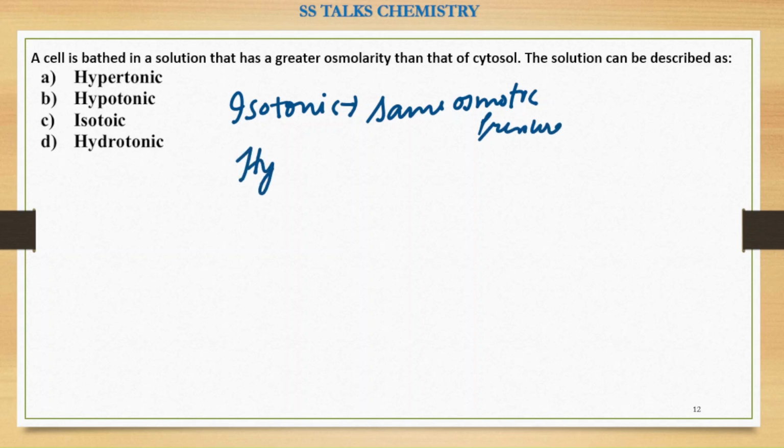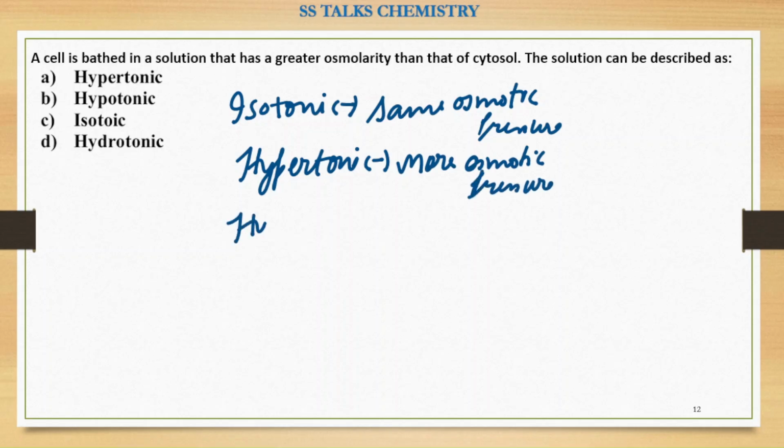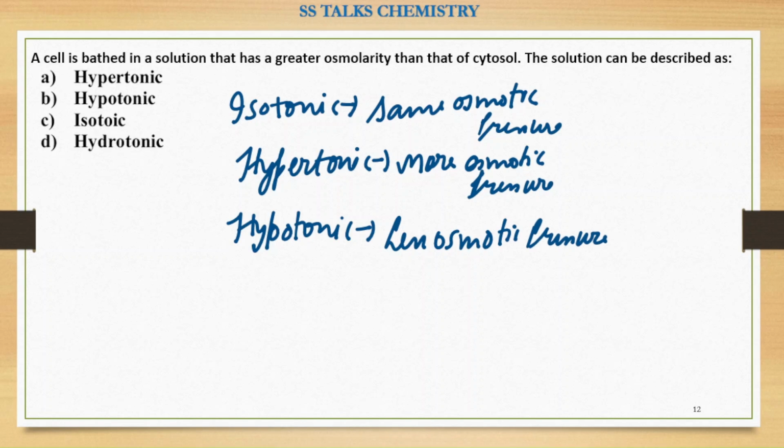Other terms we use is the hypertonic solution, where we have a greater amount of osmotic pressure. So here it means more osmotic pressure is there. More osmotic pressure. And the hypotonic solutions, where less osmotic pressure is there, less osmotic pressure. So here the term used is greater osmolarity, which refers to more osmotic pressure. So the solution will be called a hypertonic solution.